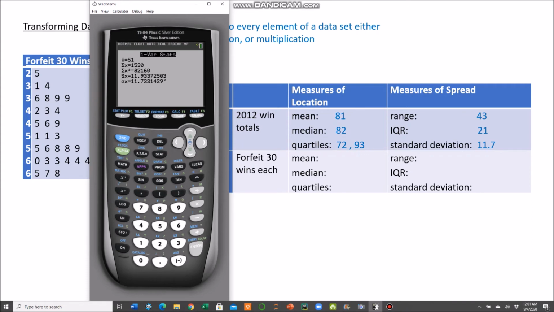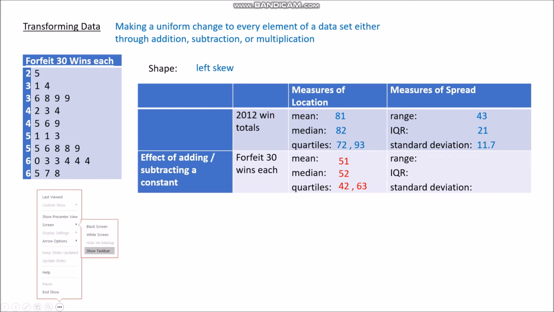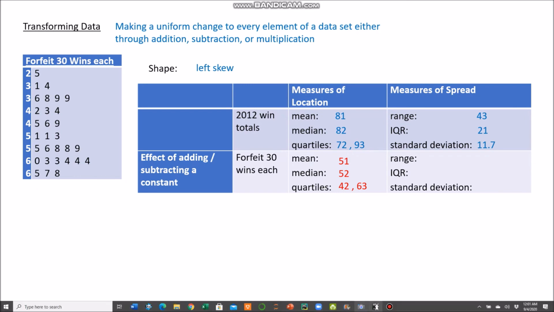So when I do that, we see that our mean is now 51, median is now 52, and quartiles are now 42 and 63. So we can see that those measures of location actually changed. And how much did they change by? Well, they all decreased by 30. That should make sense because we just took 30 off every value, and these are values from the data set. All right, well, let's talk about the spread now. If we look at the graph, does it look like it's any more or less spread out?